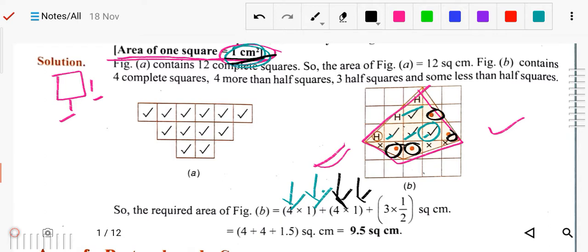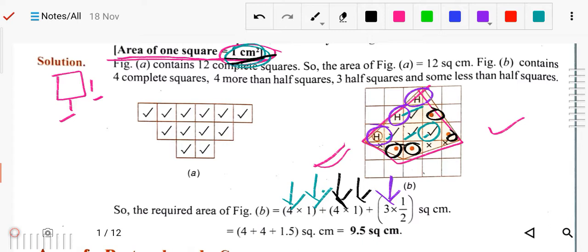Okay, more than half also you will consider in the same way as a full one. Got it? Now next, count how many halves are there. So 1, 2, 3, there are 3 halves, so write 3. And its value will not be 1, it will not be multiplied by 1.